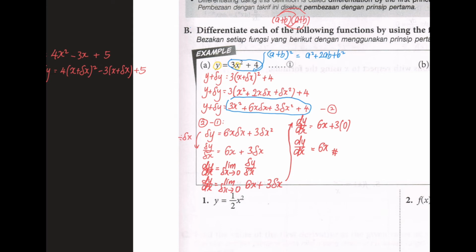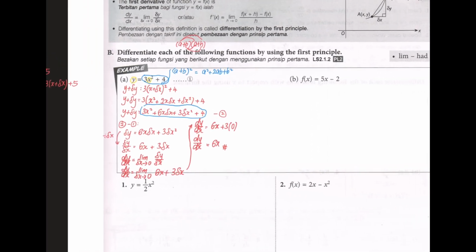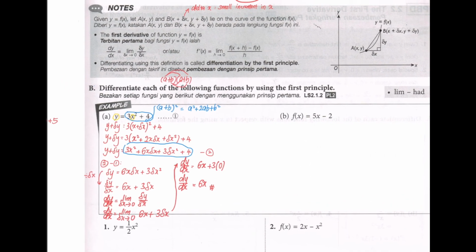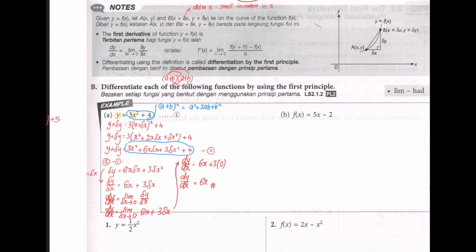Okay, so that is the end. We get the first derivative. So quite many things to do here. I will let you practice afterwards. Let's see one more situation, our last situation, which is B. So for B, f(x) equals 5x minus 2.